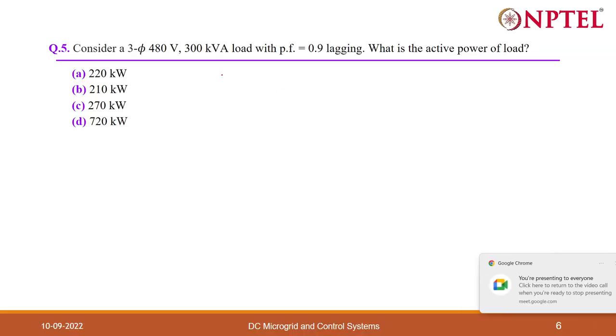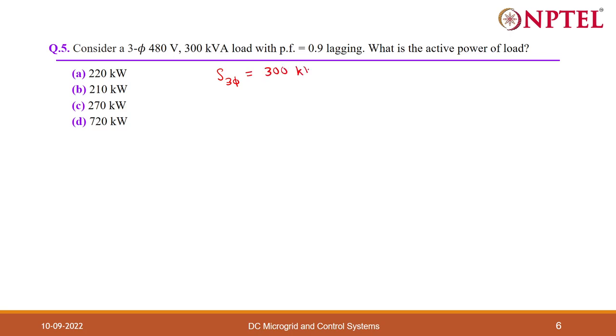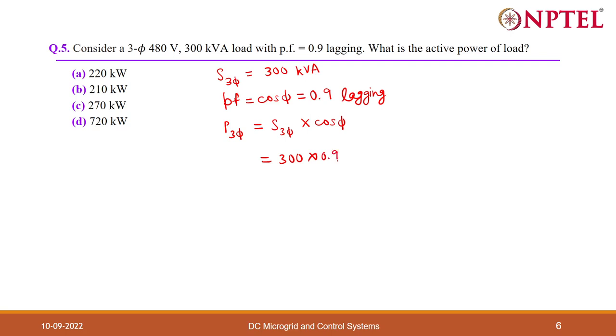So what do we have given? We have the apparent power of the load, which is 3-phase, you can write 300 kVA. And we have the power factor given as cos phi, 0.9 lagging. So we can write the active power of the load as P 3-phase equals S 3-phase into cos phi. So it is 300 into 0.9, which is 270 kilowatt. So the correct answer will be C.